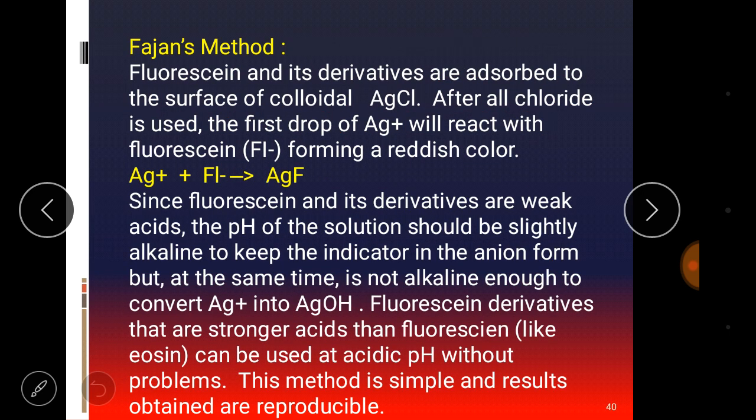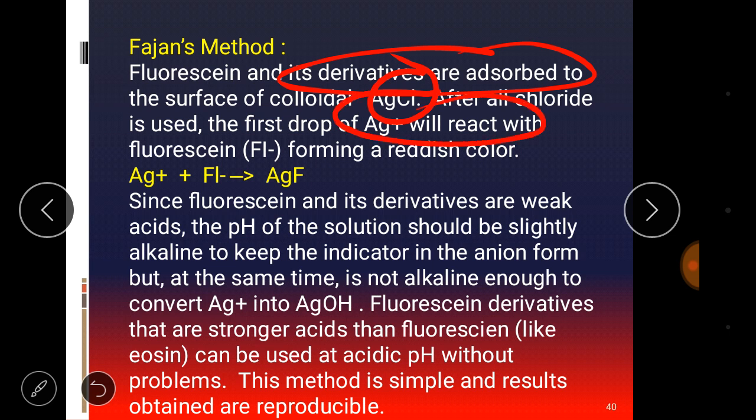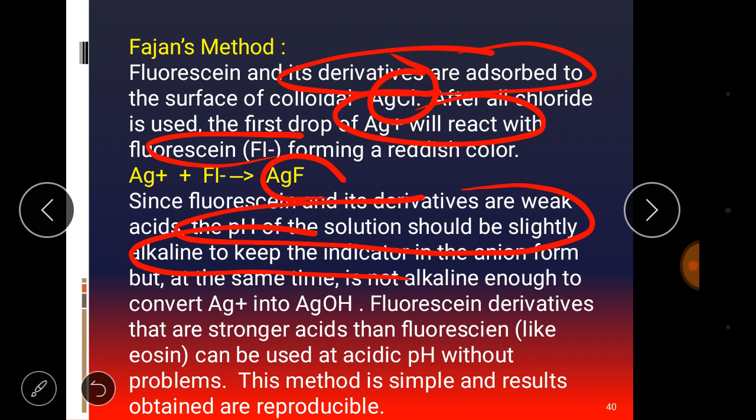So here fluorescein and its derivatives are adsorbed to the surface of colloidal silver chloride. The main point in Fajan's method is adsorption. After all chloride is used, the first drop of excess Ag plus will react with fluorescein, forming a reddish color. Since fluorescein and its derivatives are weak acids, the pH of the solution should be slightly alkaline to keep the indicator in anionic form. It is an important sentence, just note it down.